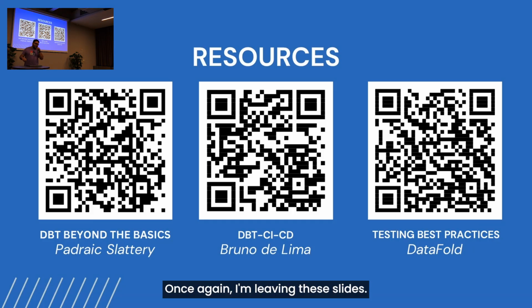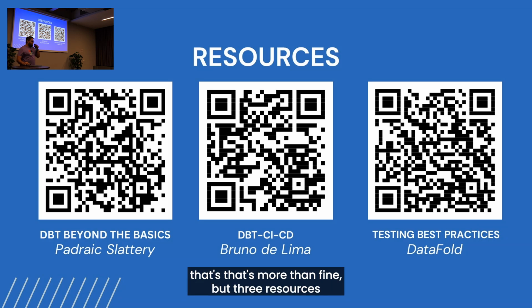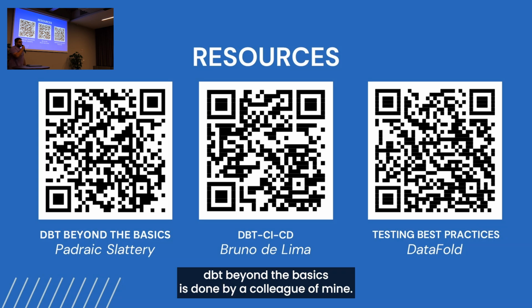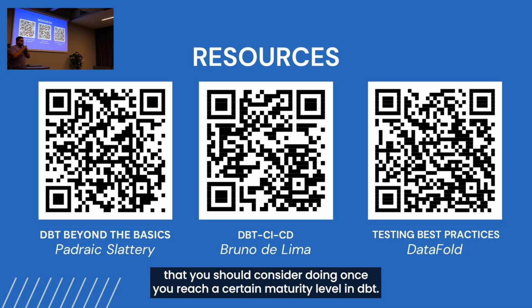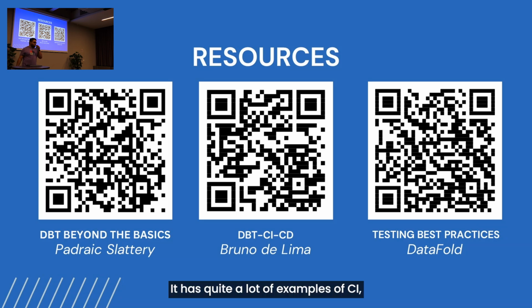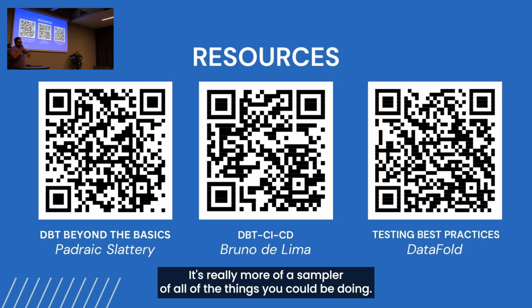Once again, I'm leaving these slides. If you want to copy the code, that's more than fine. But there are 3 resources I wanted to tell you all. This repository, DBT Beyond the Basics, is done by a colleague of mine. It has a lot of interesting examples of things that you should consider doing once you reach a certain maturity level in DBT. It has quite a lot of examples of CI, but it also has examples of orchestrations, of CD pipelines, so just check it out, get some ideas. It's really more of a sampler of all of the things you could be doing.